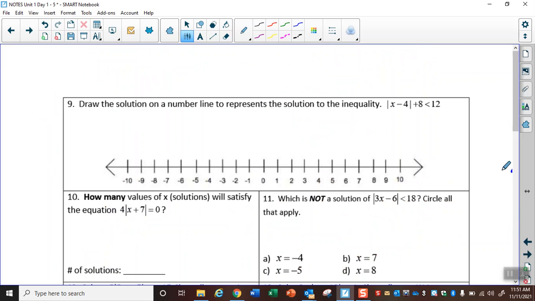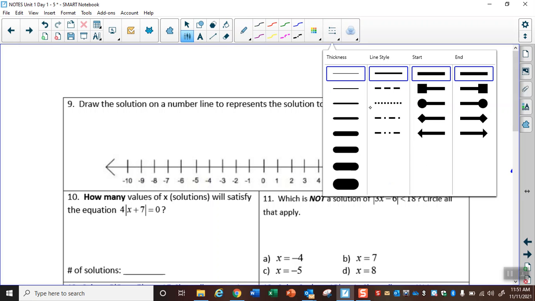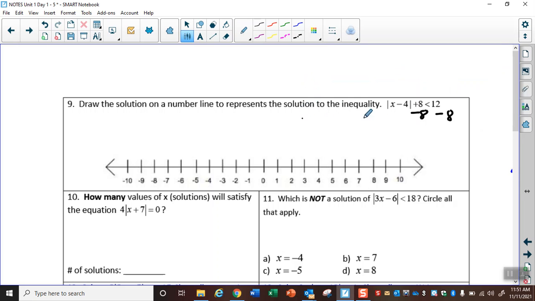And then we did that in class, and so now we're doing a little solving one here. So I've got an absolute value plus 8, so I want to get rid of that plus 8, so I'll subtract 8 on both sides. And then I get the absolute value of x minus 4 is less than 4.